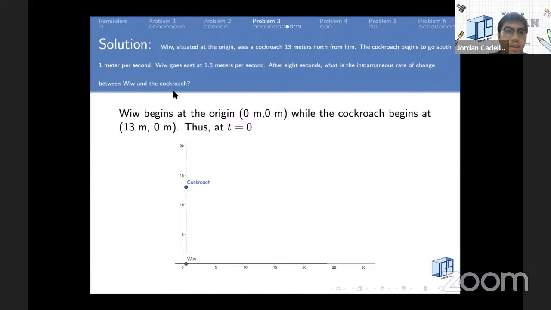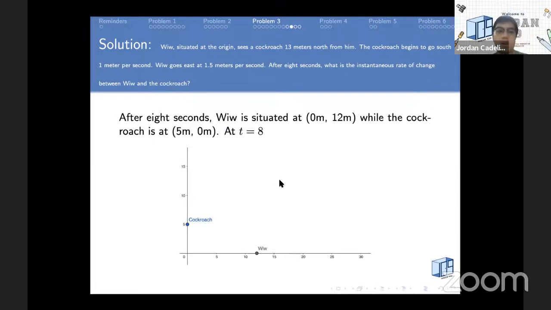Okay. Next, we try to draw after 8 seconds. So how do we solve for this? This is reversed again. This should be, wait. This should be 12, 0. Then this cockroach is at 0, 5. So how did we solve this part? Take note that based on this problem, the cockroach begins to go south at 1 meter per second. So, after 8 seconds, it moves 8 meters.